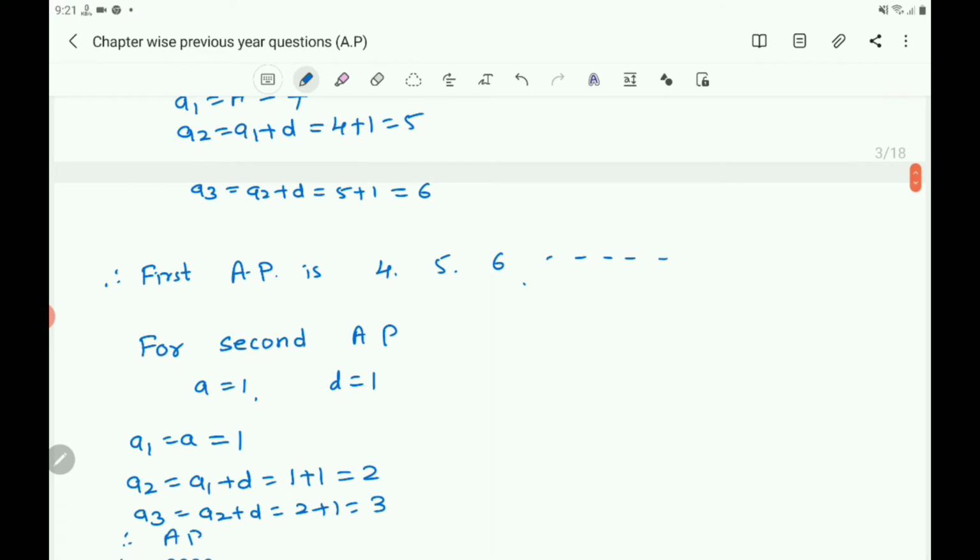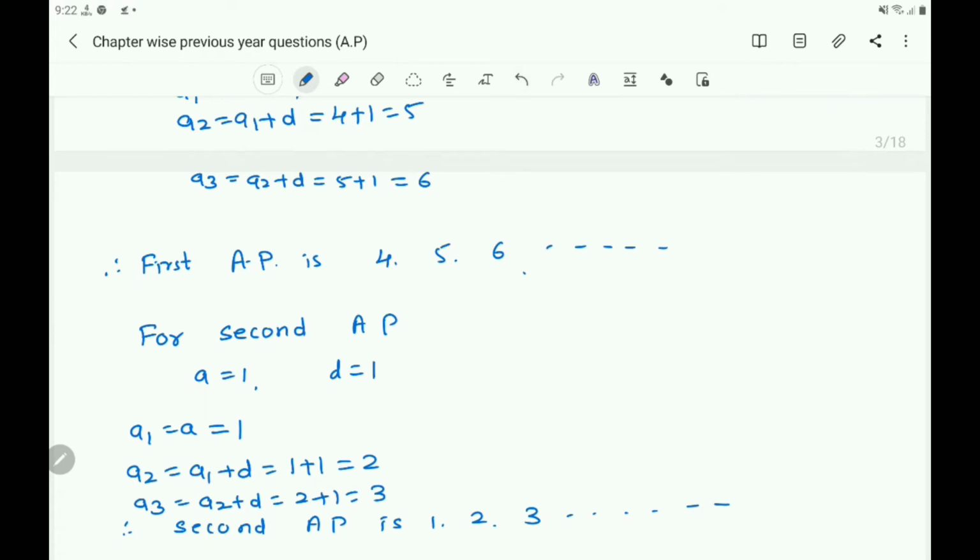Therefore, you write, the second AP is 1, 2, 3, so on. So the first AP is 4, 5, 6, so on, and the second AP is 1, 2, 3, so on. In this way you got the first AP and second AP.